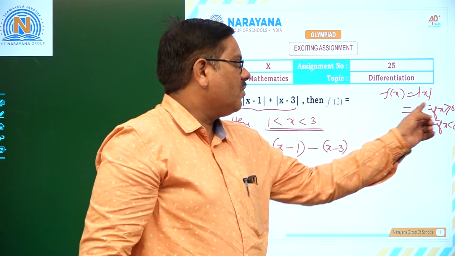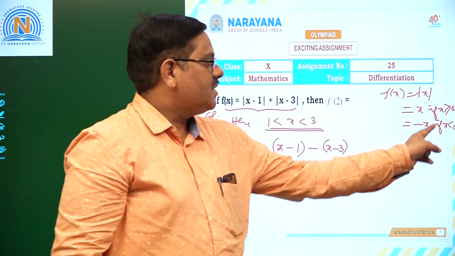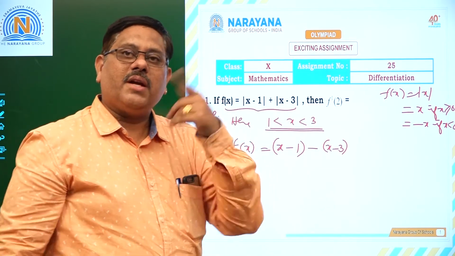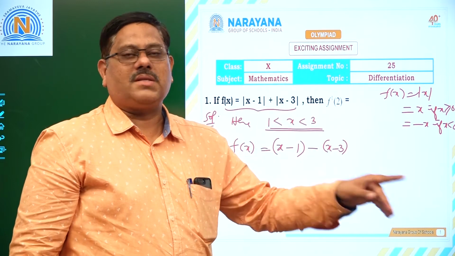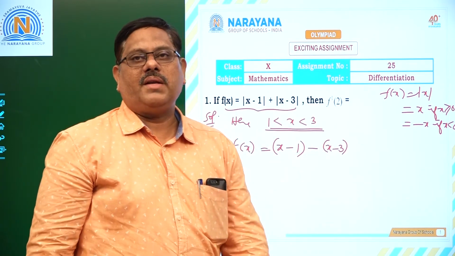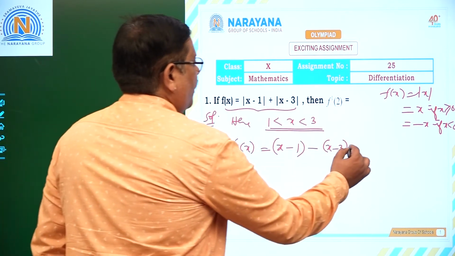If x is more than or equal to 0, we can take it as it is because it is already positive. No need to make it positive. Second case, x is negative. So to make it positive, what to do? Minus of negative, minus of minus is plus. That is what we are writing there. Minus x we are writing. Similarly, we have done here. What do you get now?